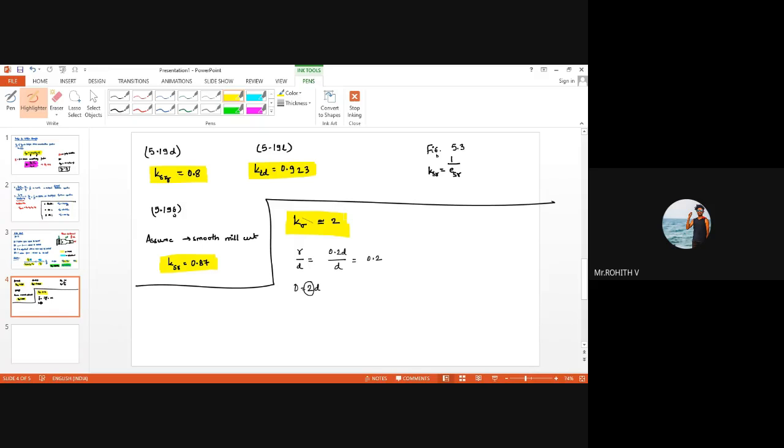Okay, let me say it once more. Now look at figure 4.24. In figure 4.24, on the x axis you have the R by D value. The R by D value is on the x axis, and it is equal to 0.2.